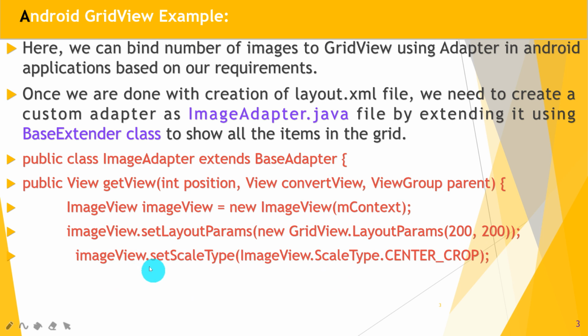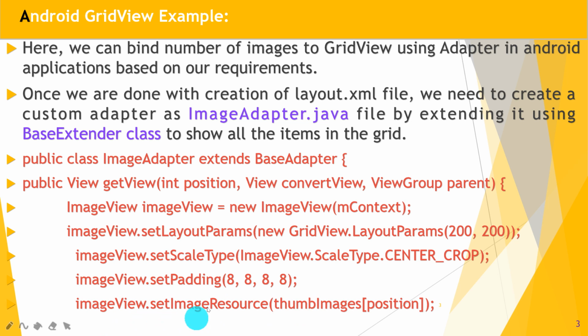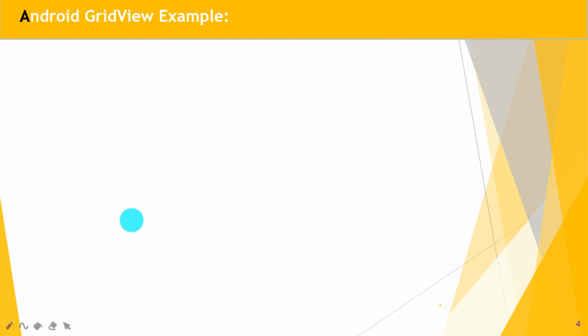ImageView dot setScaleType. Set the image scale type as center crop. ImageView dot setPadding, add the padding for top, left, right and bottom, that is 8, 8, 8, 8. Great. So for the ImageView, set the image resource. First we have to create a thumb images array of integers, add all the images there, and set that image resource to the ImageView. Great. And return the ImageView from this getView method. So let's move on to the next part.